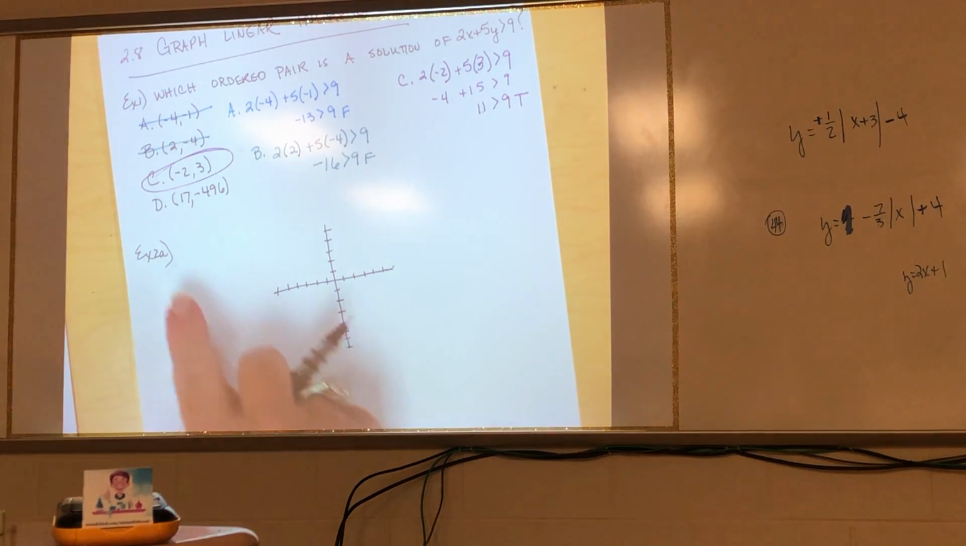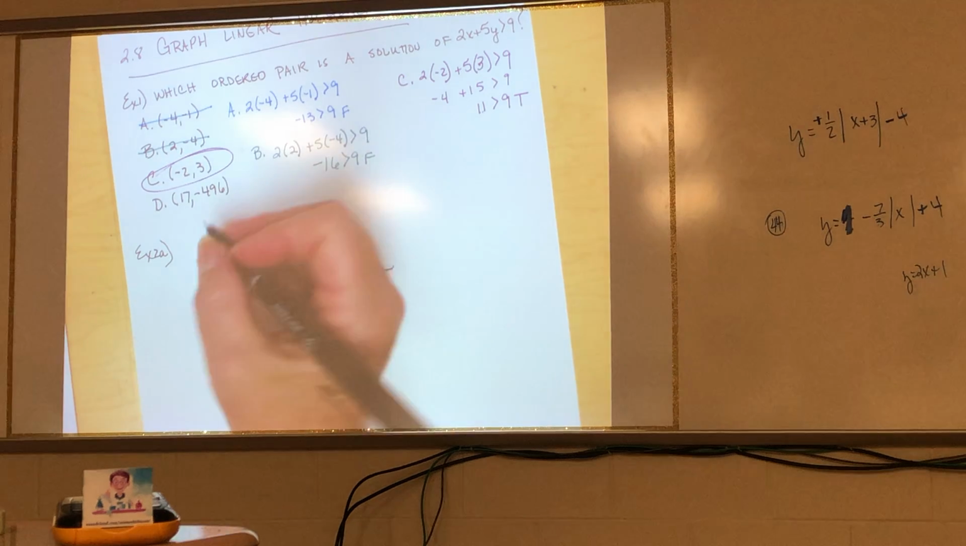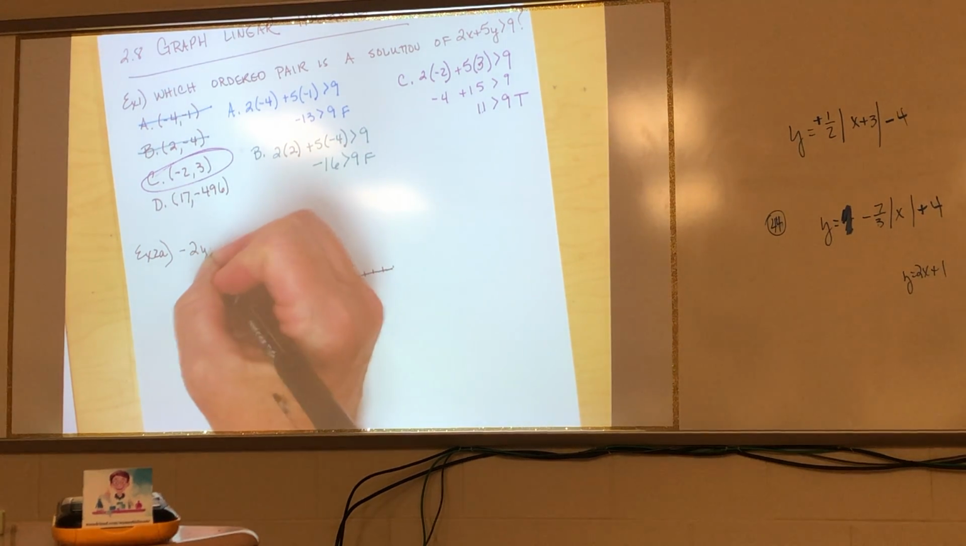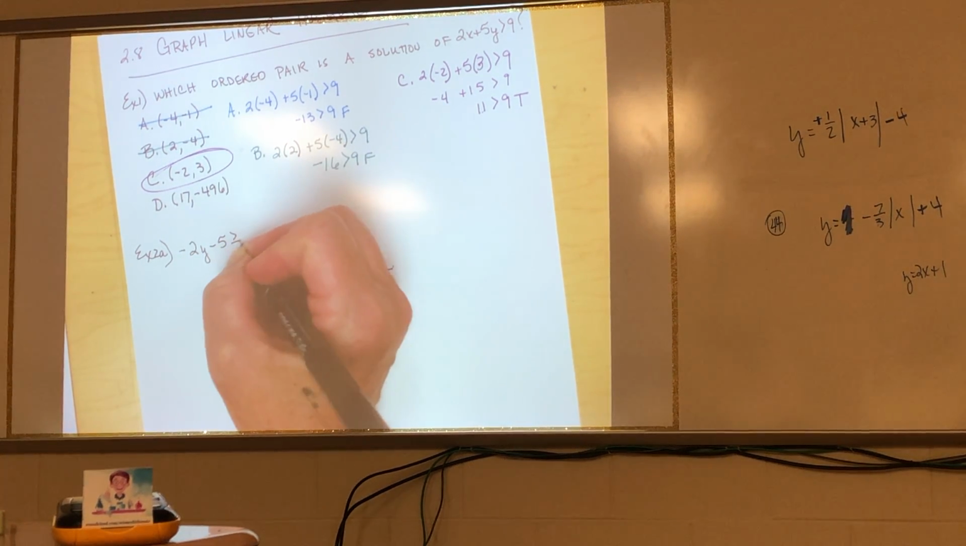All right, example 2A. So, negative 2y minus 5 greater than or equal to 1.